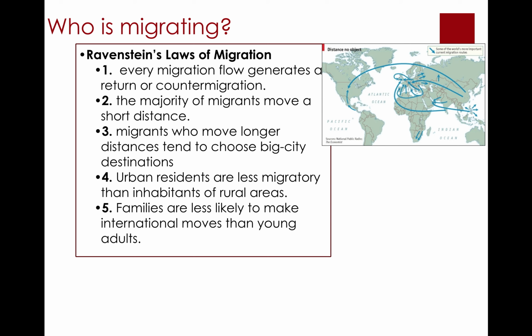Migrants who move longer distances tend to choose big city destinations. Makes sense. If you're moving to a new place, you want to go to an area where there's likely to be more economic opportunity than others. Urban residents are less migratory than inhabitants of rural areas. Some of this comes down to means and the ability to pay for that, but we see that there's greater mobility from urban residents. And 5, families are less likely to make international moves than young adults.